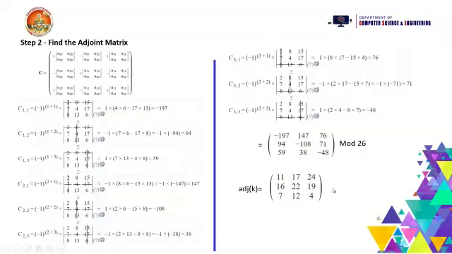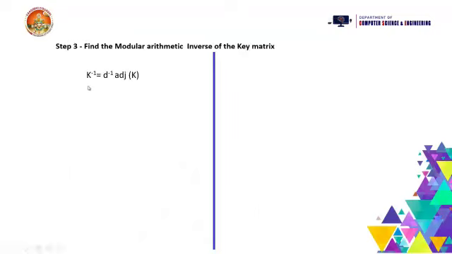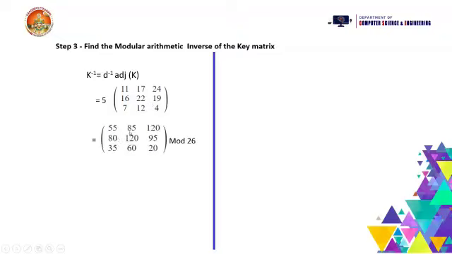By using this adjoint matrix and our determinant, we are going to find the modular arithmetic inverse of our key matrix. So we can rewrite the formula: K inverse equals D inverse into adjoint of K. Our D inverse is 5 and adjoint of K is 11, 17, 24, 16, 22, 19, 7, 12 and 4. If we multiply this, we get the result 55, 85, 120, 80, 120, 95, 35, 60, 20. Some elements in the matrix are greater than 26. Now we are going to convert them to less than 26. For that we are using mod 26.